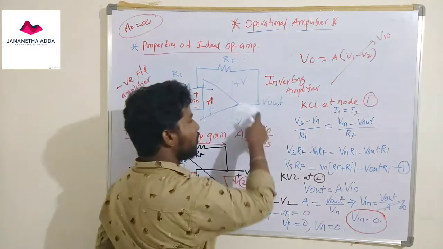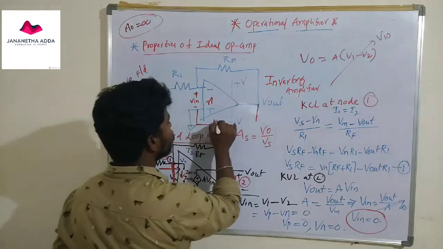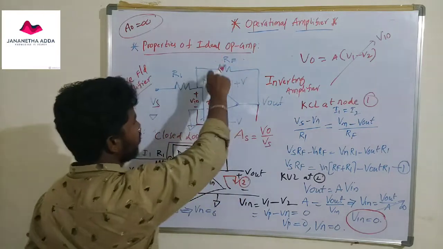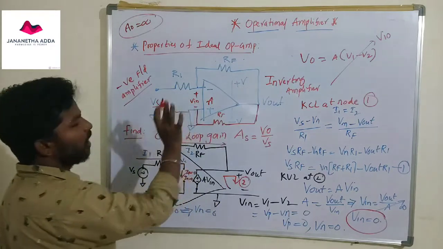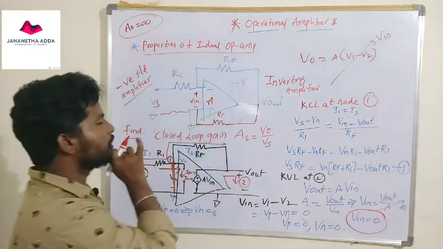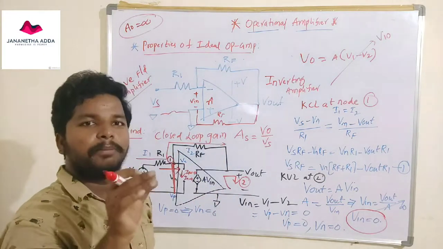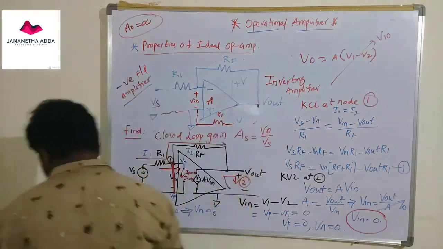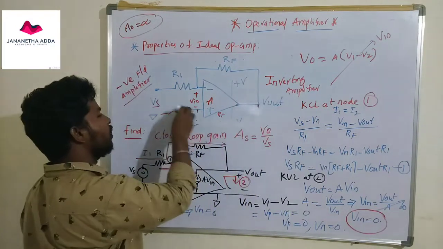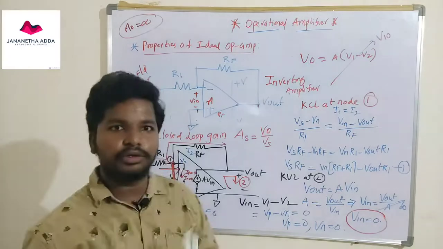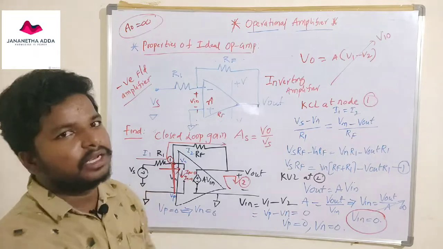Assume this Rf is not provided here, and some part of the output is fed to the positive input terminal. Then it is called a positive feedback amplifier, which is not a stable amplifier. Positive feedback amplifiers are not stable. They have applications as oscillators, which will be discussed in the next sessions.